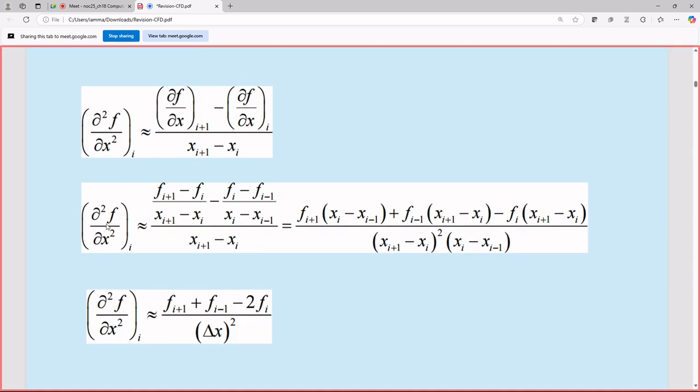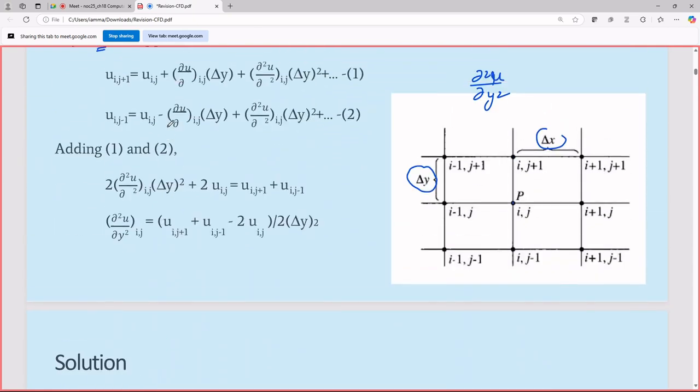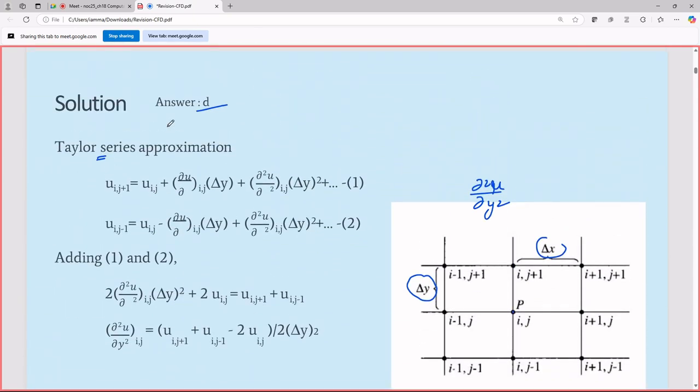From which our answer will be something like this: ∂²f/∂x² is equal to f(i+1) plus f(i-1) minus 2 times f(i), divided by Δx². In our case, the question is asking for ∂²u/∂y², so instead of this, the answer will have Δy². So there is no such term in the options saying that answer.